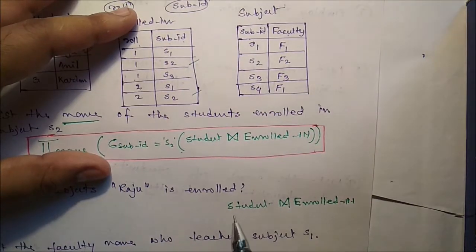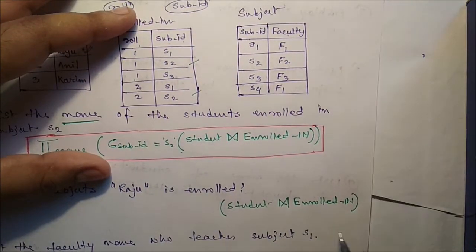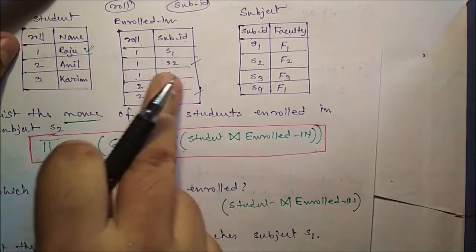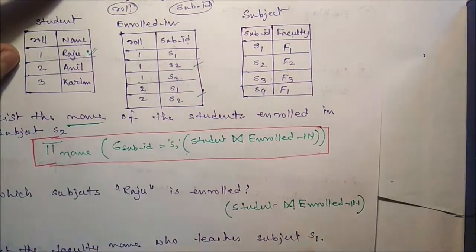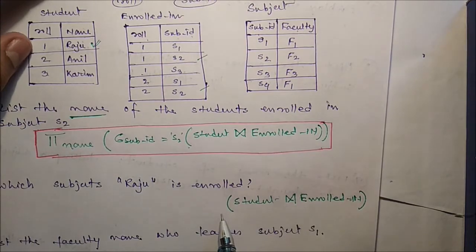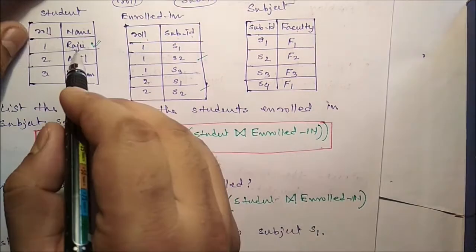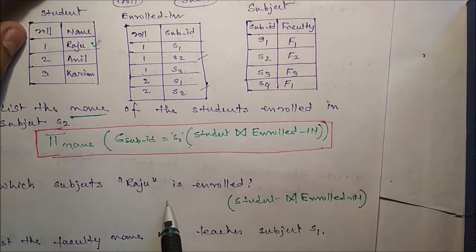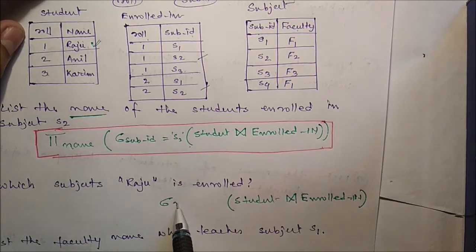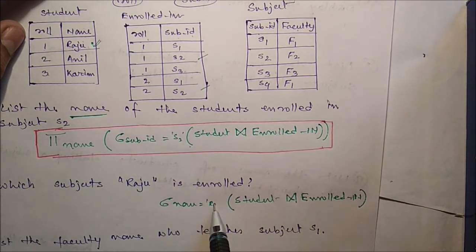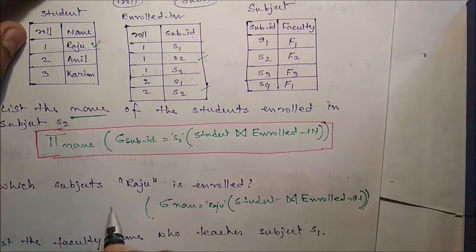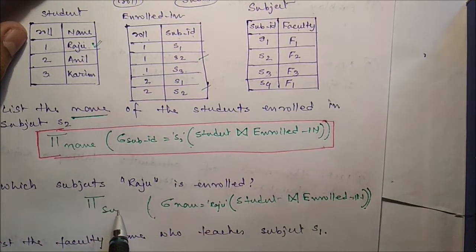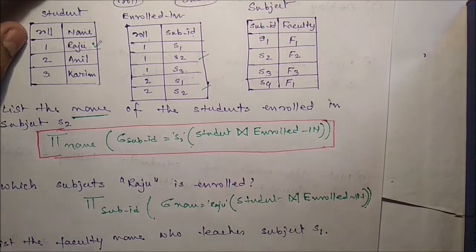First we apply the join between student and enrolled in, but we need only the rows where the condition is name is equal to Raju. But we need only the subject ID, so here you have to write the projection on subject ID.